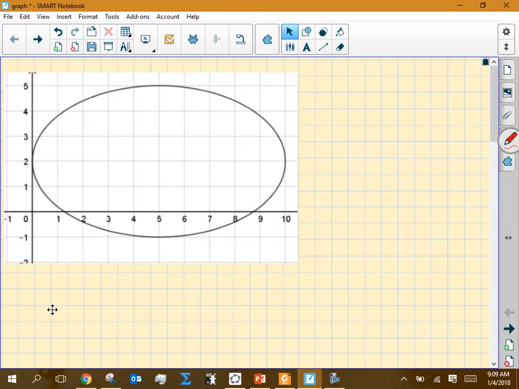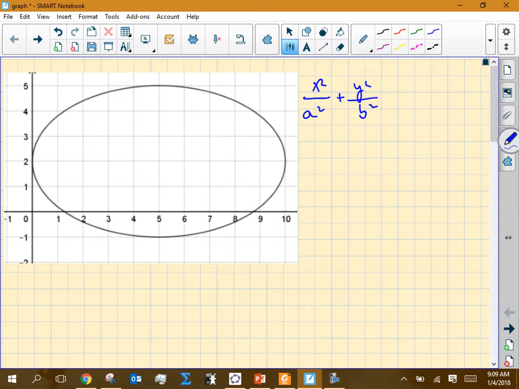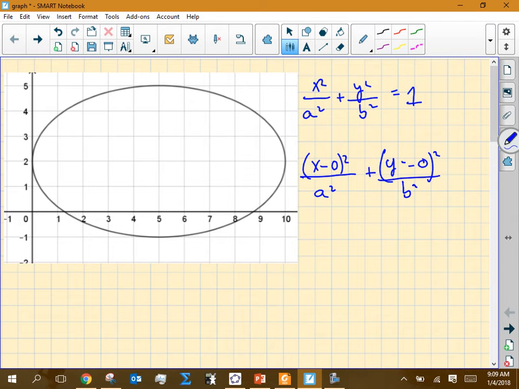Yesterday we talked about the ellipse being x squared over some arbitrary a value squared, and we'll talk about how we get that value here in a moment from the picture, plus y squared over b squared is equal to 1. Now if I had an ellipse centered at 0, 0, you could write it this way: x minus 0 squared over a squared plus y minus 0 squared over b squared equals 1.